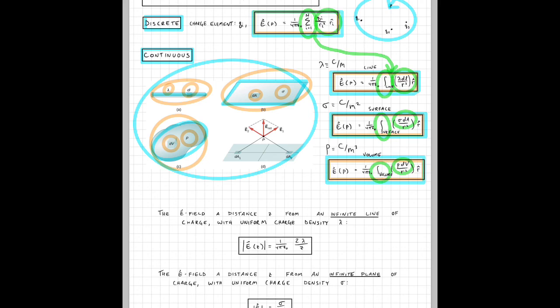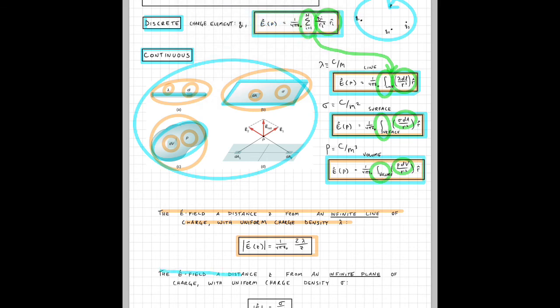All right. The book goes through a couple examples of how to leverage these three expressions for different situations. I'm not going to work out all of that algebra, but I am going to highlight two sort of important cases for the electric field for two interesting distributions of charge. The first one is the electric field due to an infinite line of charge, where the line of charge has uniform charge density lambda. The electric field produced by that distribution, so some distance z away from that line of charge, is given by this expression.